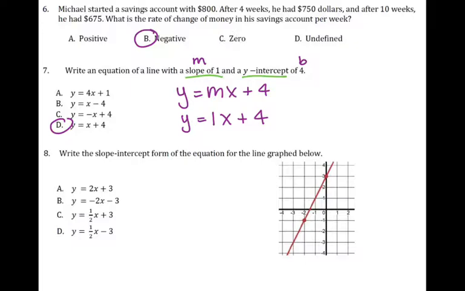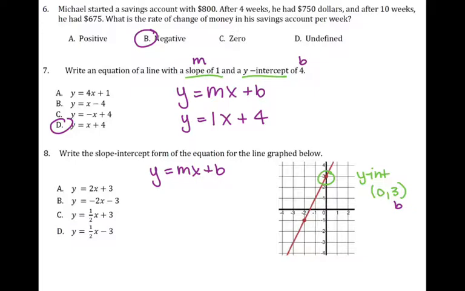All right, number 8. Write the slope-intercept form of the equation for the line graphed below. So again, slope-intercept form. I need my m and my b. I just realized up here it shouldn't have said 4, it should have said b. I was writing the regular slope-intercept form. Okay, so b is where it crosses the y-axis, because that's your y-intercept. So my y-intercept is the point (0, 3), which means my b is 3.